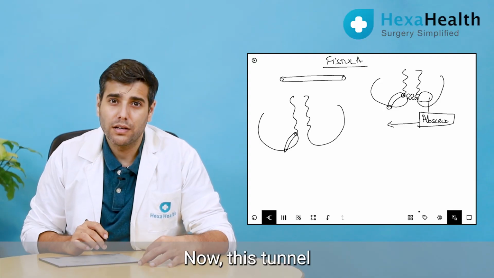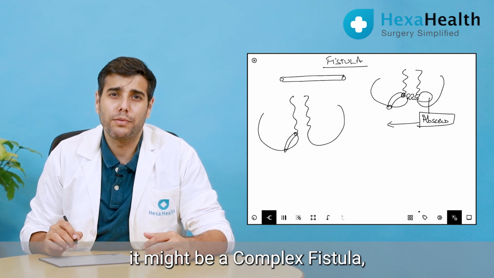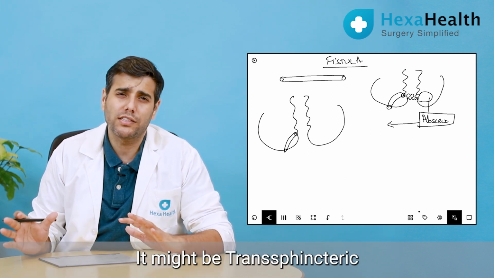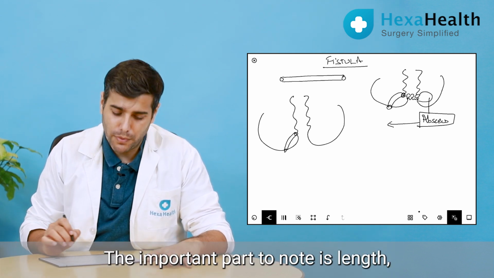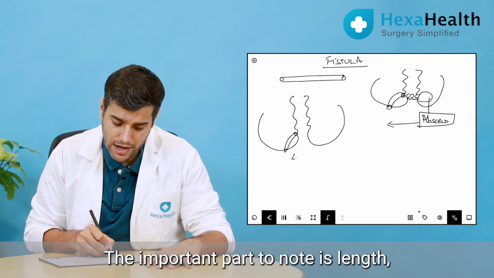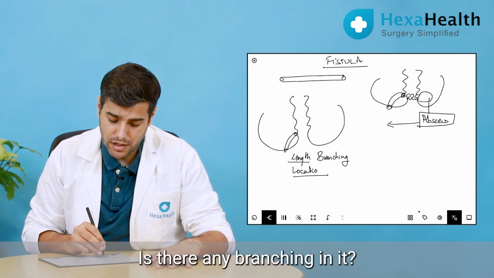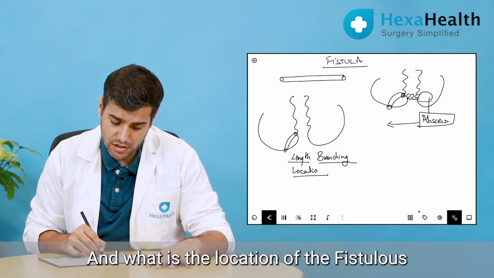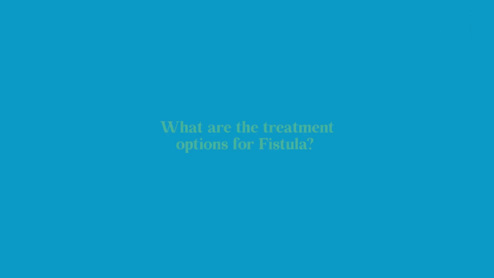Now this tunnel might have multiple types. It might be a simple fistula, it might be a complex fistula, it might be transsphincteric, intersphincteric. You don't need to get into the details. The important part to note is length, branching and location. How long is the fistula? Is there any branching in it? And what is the location of the fistulous tract opening?